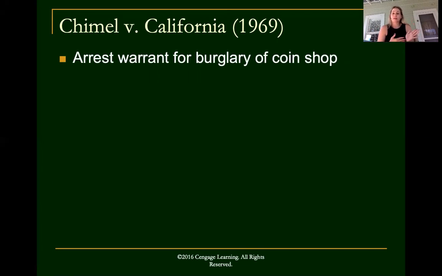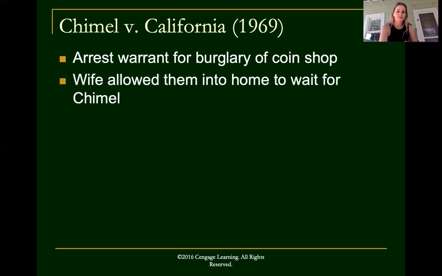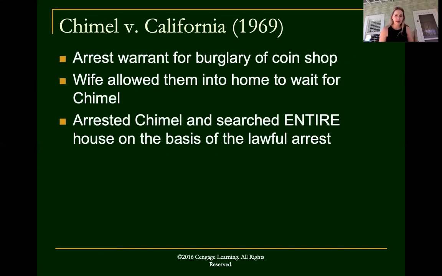We have reason to believe that he robbed a coin shop, and she's mad, right? She's pissed. So she allows them to stay in the house and wait for her husband for like 5 hours, right? The husband finally shows up, and when he does, they don't just search him. They search the entire house, and they find tons of evidence against him.